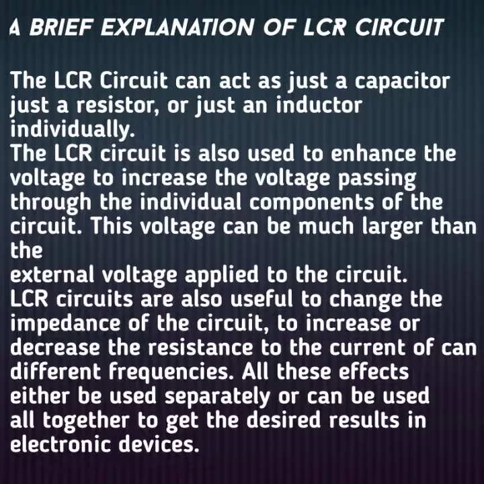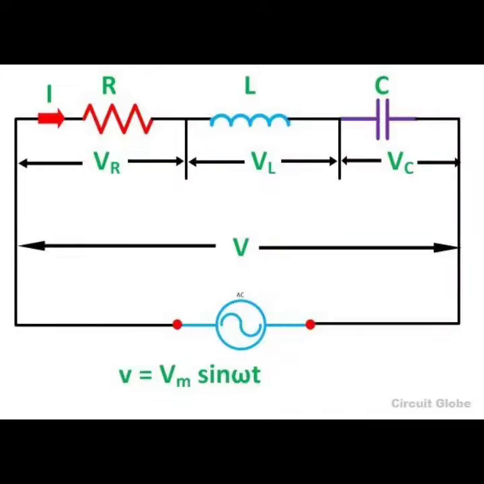All these effects can either be used separately or all together to get the desired results in electronic devices. This is our LCR circuit diagram, and this diagram consists of all the components of the module such as inductance L, capacitance C, and resistance R. It is described along with its properties like reactance, impedance, and phase.